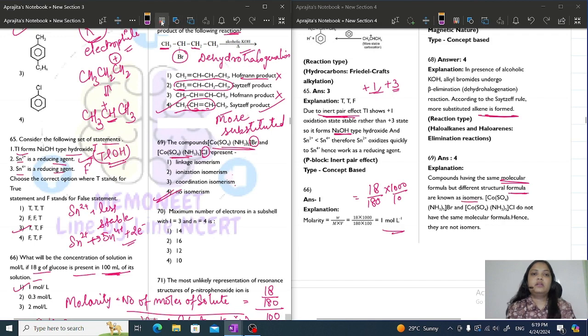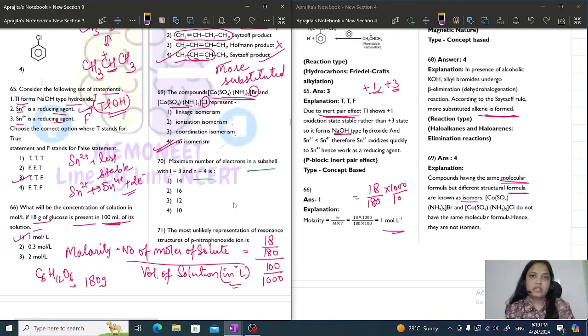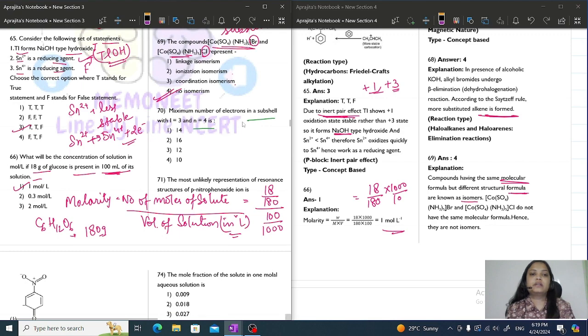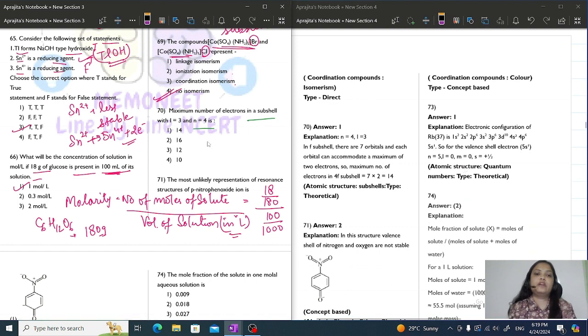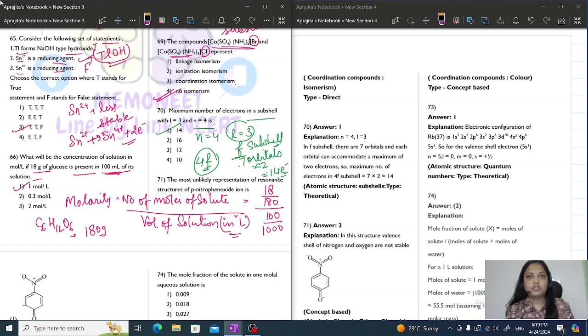Now question number 70. Maximum number of electrons in a subshell with L equal to 3 and N equal to 4 is. So we need to find the maximum number of electrons in this case. So now you know for N equal to 4 and L equal to 3, L equal to 3 stands for the F subshell. So it is the 4F subshell, and you know that in the F subshell there are 7 orbitals and each of them can accommodate 2 electrons. So 7 into 2, the maximum electrons that can be accommodated in 4F is 14. So yes, the answer is option A.